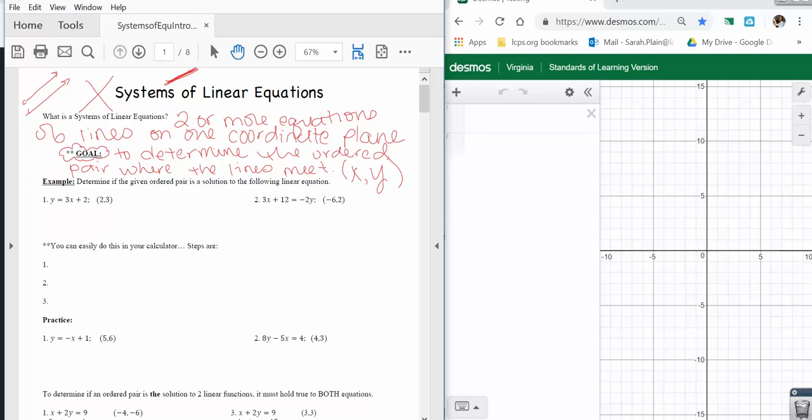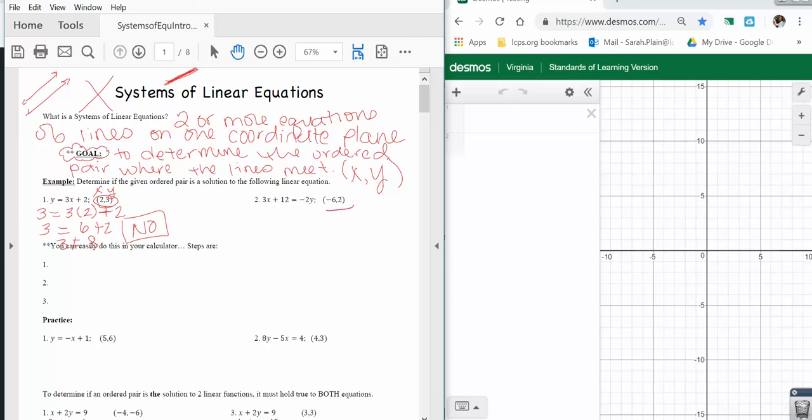To determine if that's where my lines meet, let's look at these examples. It says determine if the given ordered pair is a solution to the following linear equation. I can solve this in a variety of ways. If I want to show that this ordered pair is a solution, all I would do is plug in 2 for x and 3 for y, and check my answers. I'd clean up the right side. So 3 times 2 is 6. 6 plus 2, does that equal 3? 6 plus 2 is 8. Does 8 equal 3? No. So no, it is not a solution.